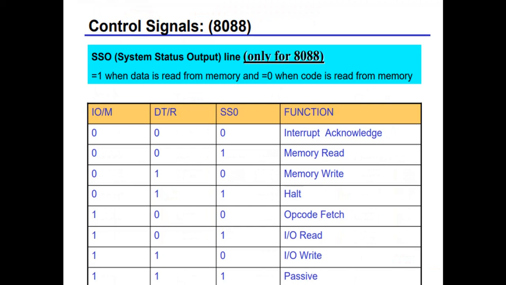And we can see this control signal, SS0, that is the system status output line. It is equal to 1 when data is read from the memory, and equal to 0 when code is read from the memory. And we can see the different combinations of IO or M bar, DT or R bar, and SS0. These three pins are decoded to interpret the activities of the microprocessor. We can see 000 means interrupt acknowledge, 001 memory read, 010 memory write, 011 halt, 100 opcode fetch, 101 IO read, 110 IO write, and 111 passive.